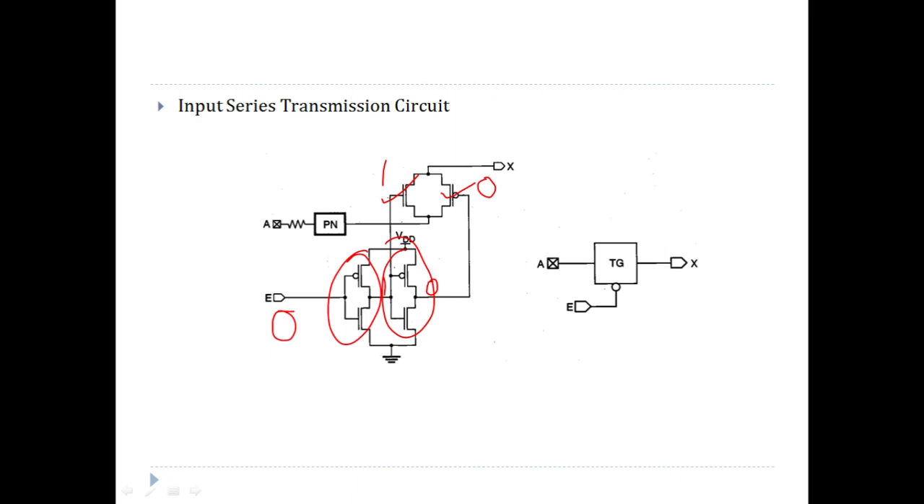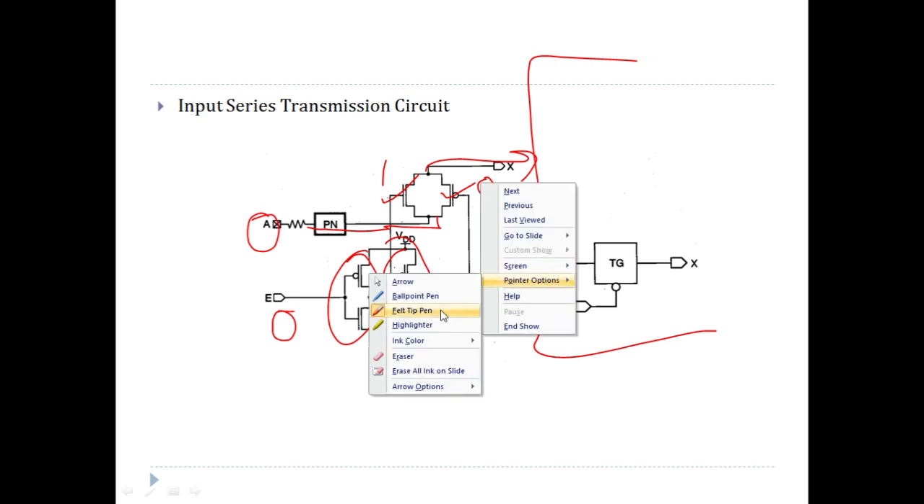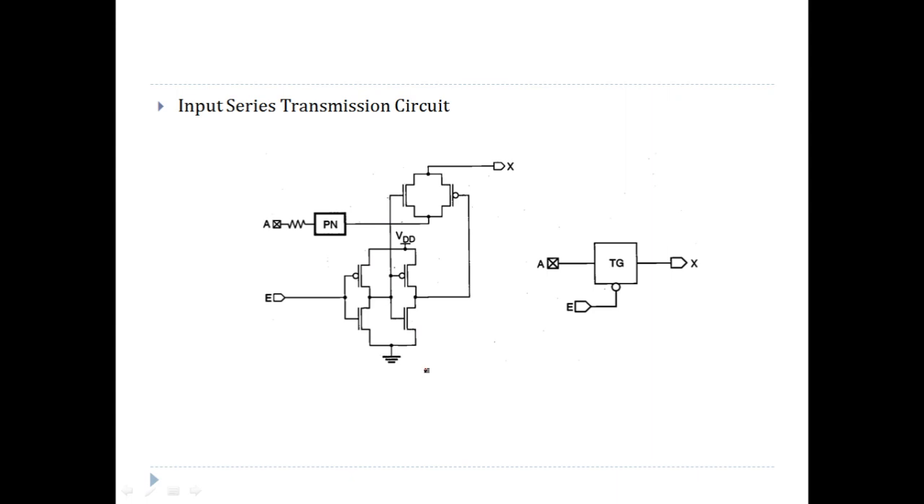So whatever appears at the input pin, after passing through the protection network, it goes to the internal logic of an IC. So this is a simple input series transmission circuit. That circuit can be used as a transmission circuit. Now there is one drawback or limitation of this circuit.